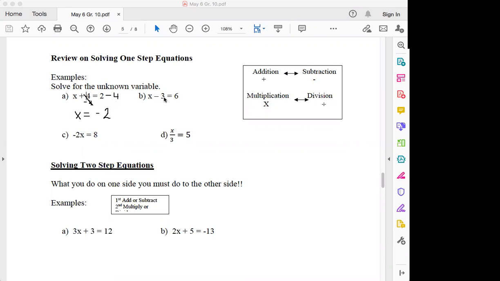The opposite here of negative 3, or minus 3, would be plus 3. So again, whatever you do on one side, you have to do on the other. Minus 3 plus 3 cancels out, and we are left with 6 plus 3, which is 9.